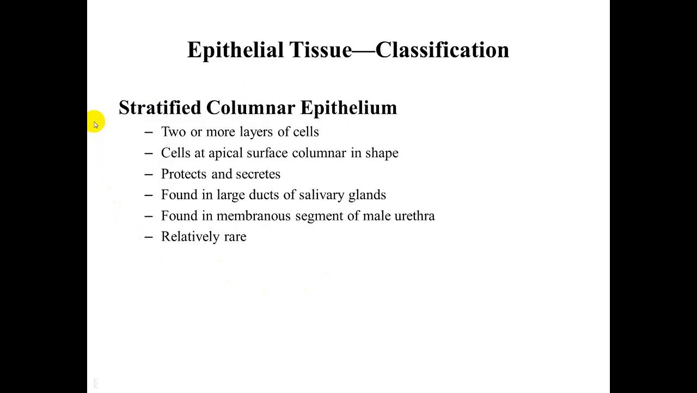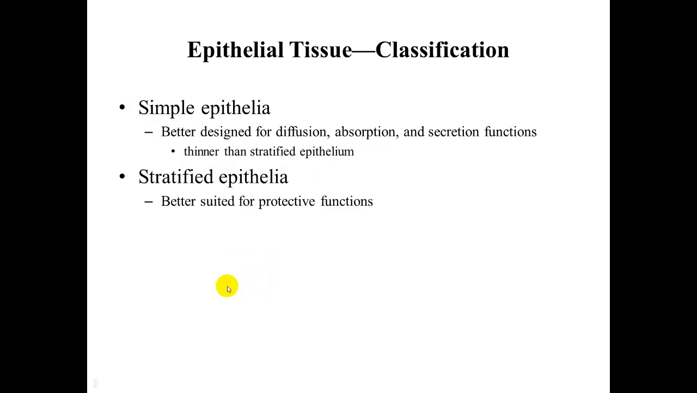Here is stratified columnar. It is two or more layers of cells. The cells at the apical surface have a column shape. They are longer than they are wide. They are used for protection and secretion. They are found in the large ducts of salivary glands. They are also found in the membranous segment of the male urethra, and they are relatively rare. There are few places in the body where they are actually found.